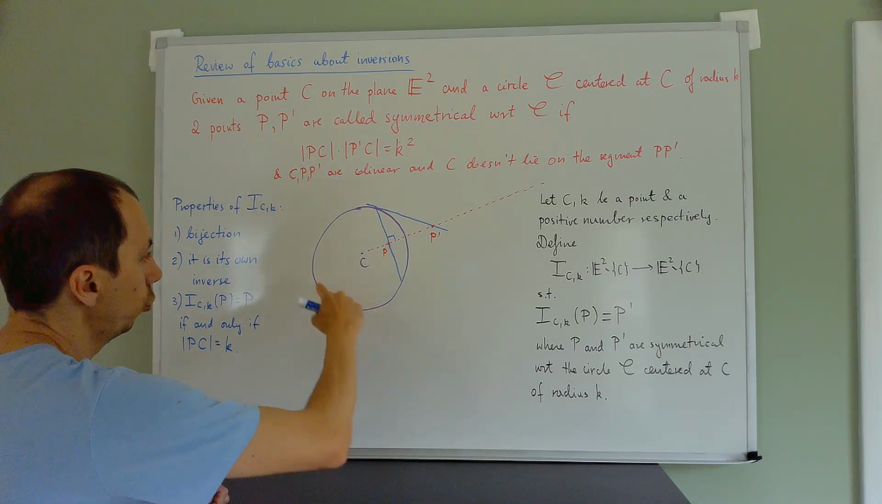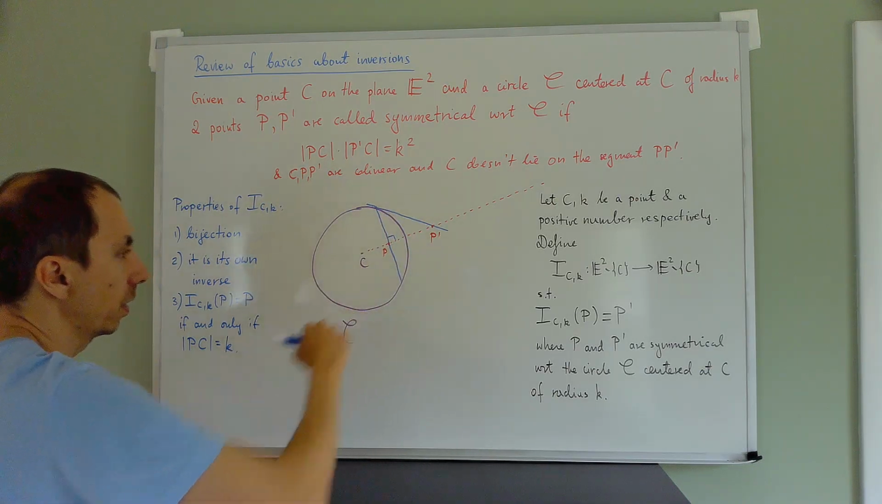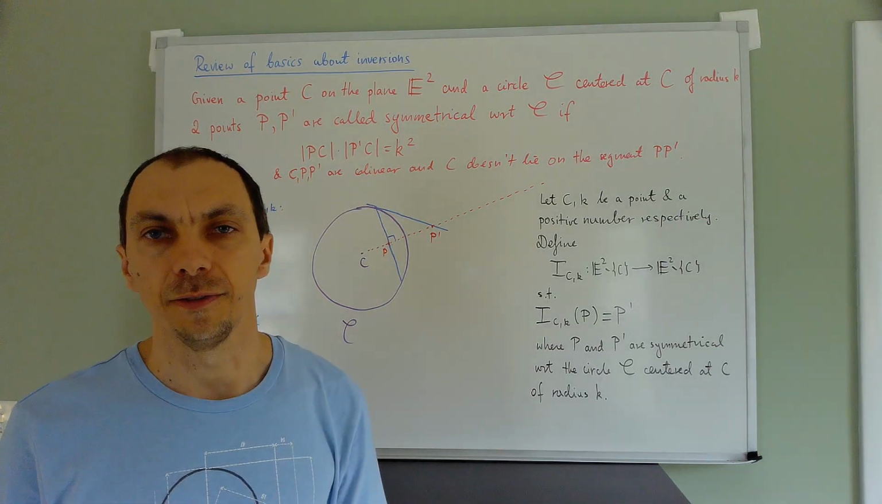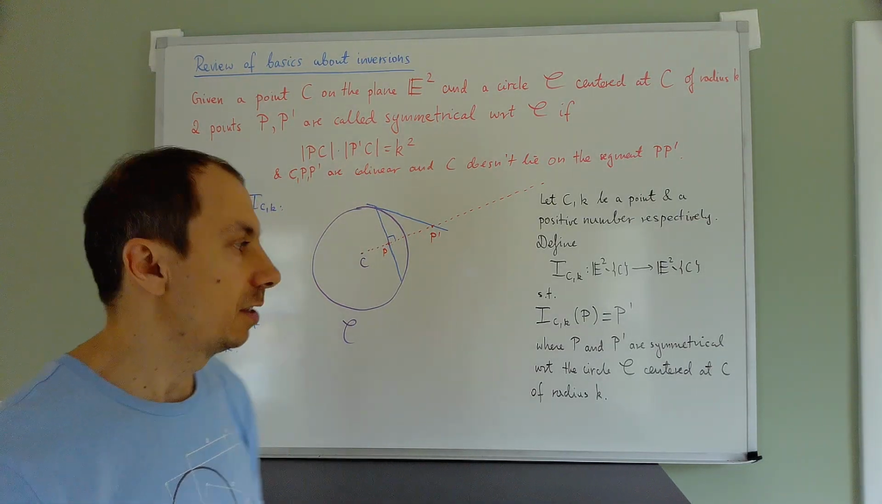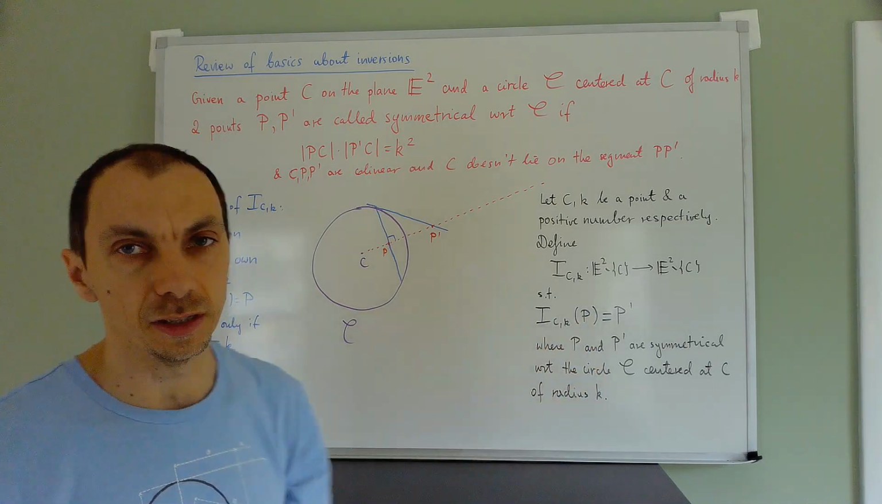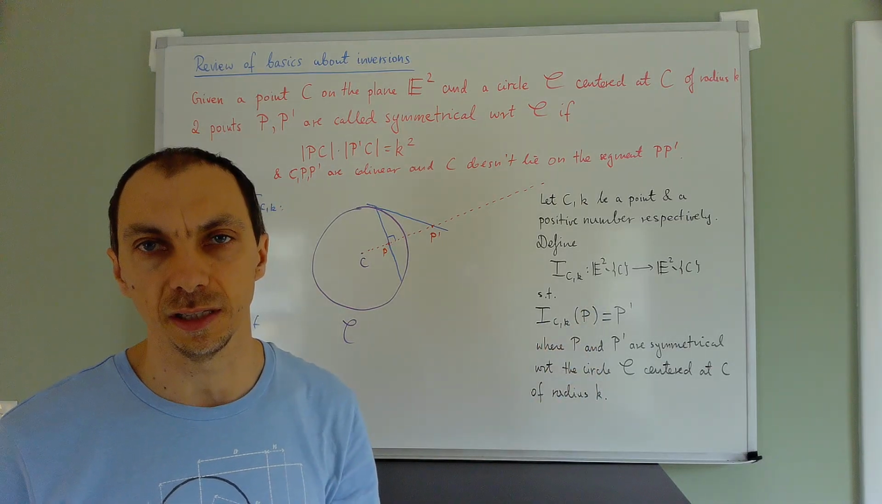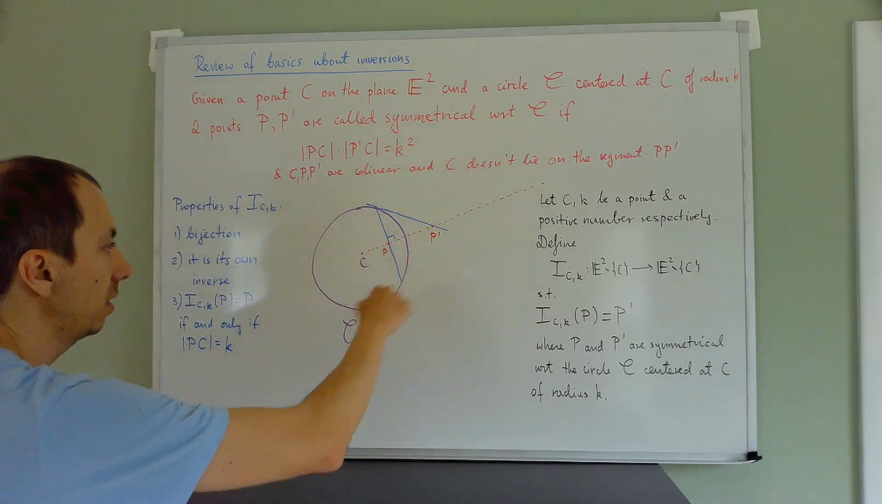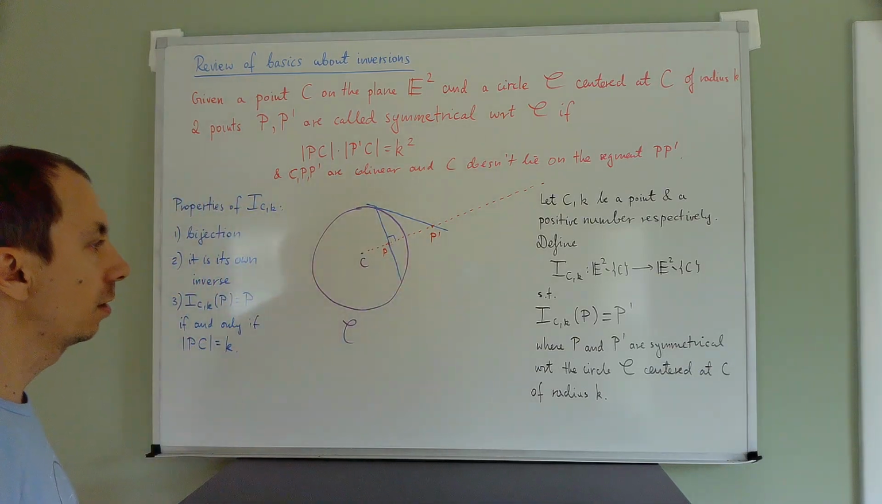Secondly, you draw the circle calligraphic C. You see, the circle is not really part of the data that defines the inversion. It's just the point C and the radius. But if you have a point and you have a radius, then you also have a circle. So you know how to draw that circle calligraphic C. It's a circle centered at C of radius K.